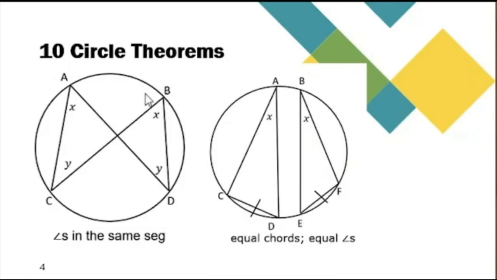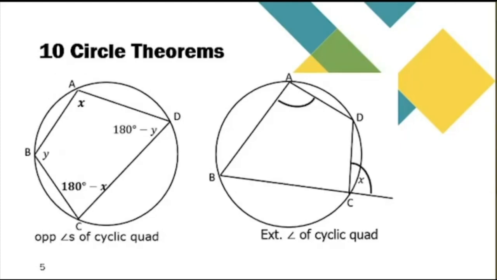Our next two theorems have to do with angles in segments. If we have angles in the same segment, they are equal. So angle A will be equal to angle B because they're in the same segment. They both originate from CD. And angle C will be equal to angle D. They're in the same segment. They both originate from AB. Same we can say if our chords are equal, if the chord CD is the same length as the chord EF. If the chords are equal, the angles on the circumference will be equal. Grade 12 is very important. We're talking about angles on the circumference, so you have to make sure the angle is on the circumference.